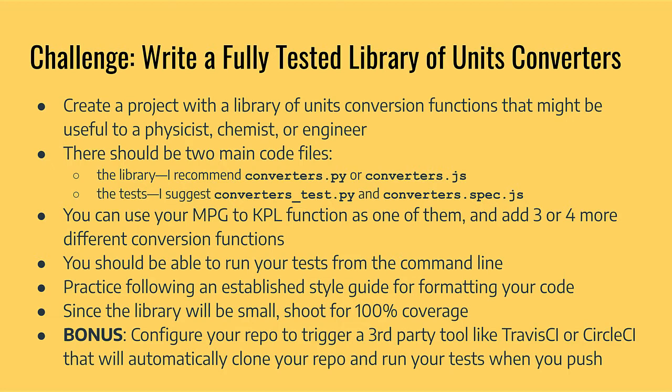The project should have two main code files: the library itself, which I'm going to call converters.py or converters.js, depending on which language I'm in. And the tests are going to be in a file called converters_test.py for Python and converters.spec.js for the JavaScript one. I'm going to use my miles per gallon to kilometers per liter function as inspiration. That was the last project we did.